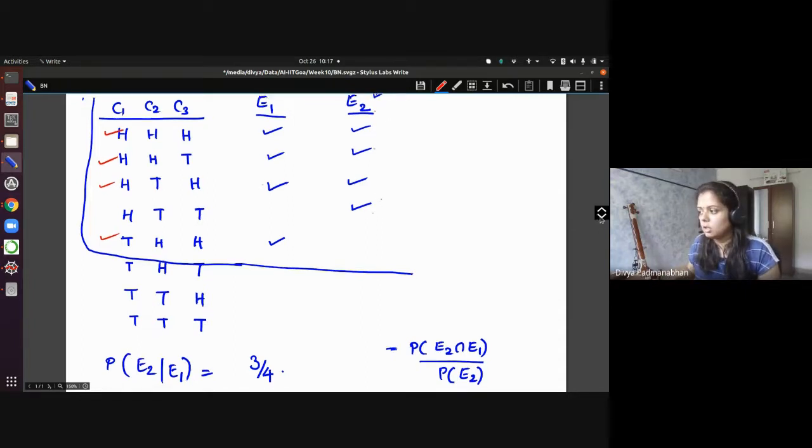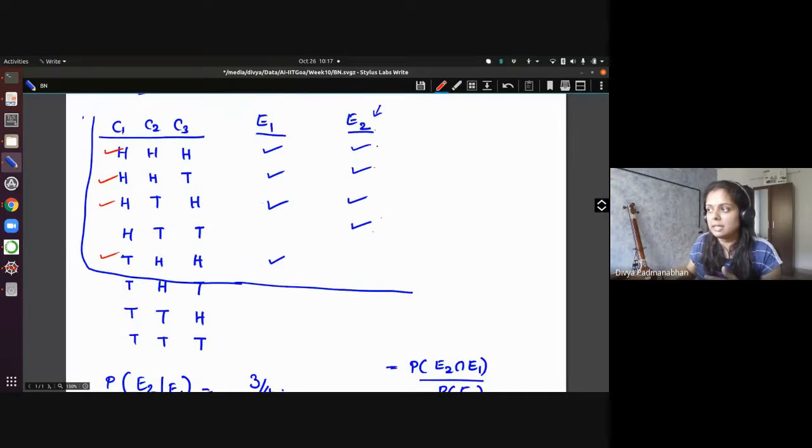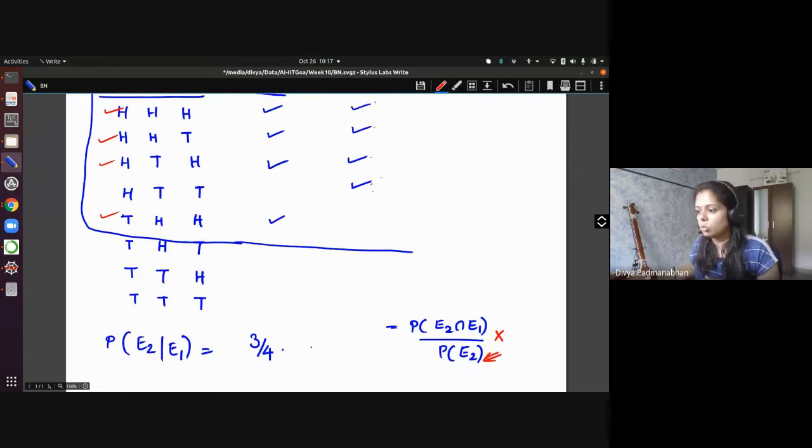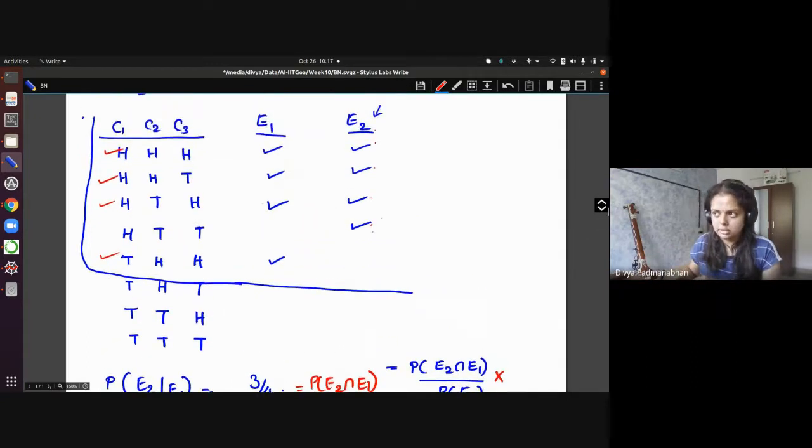So what you said boils down to this: you take all the possibilities where E2 happens, basically these four ticks, and out of that you take the three. That's not how you do it. It's the other way, so this is not right. What you need to do is probability of E2 intersection E1 divided by probability of E1. Your new space is E1, wherever E1 happens, and then you filter out wherever E2 occurred. That's how you compute this.